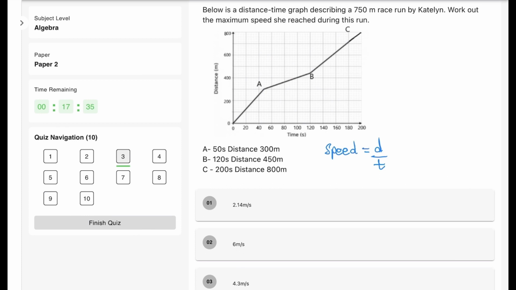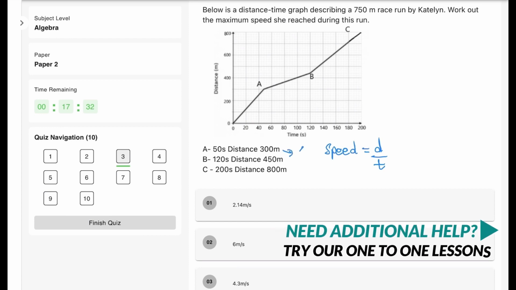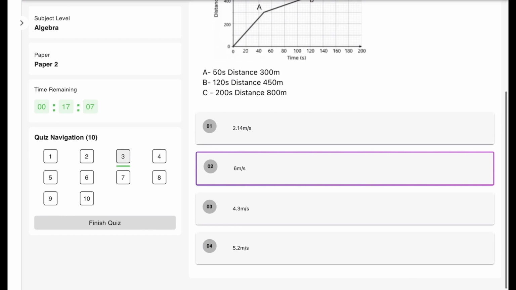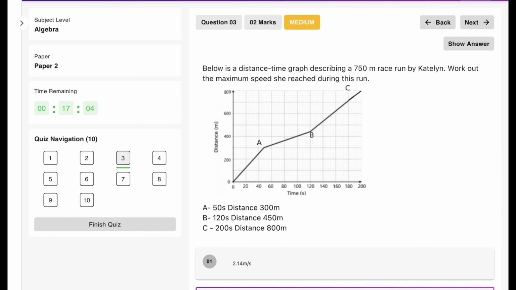So it's simply dividing each of these options. 300 divided by 50, so the first one is 6. Then 450 divided by 120, so the second one is 3.75. And the third one is 800 divided by 200, which is 4. So obviously the maximum is option A, which is 6 meters per second. And that is option number 2 here. And that brings us to the end of the short lesson on travel graphs.